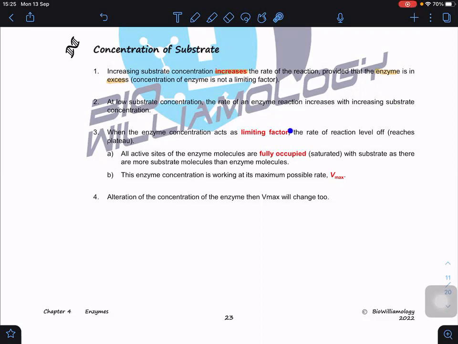When the enzyme concentration acts as a limiting factor, it means that we don't have sufficient enzyme. In this case, the rate of reaction now levels off again, because all active sites of the enzyme molecules are fully occupied, meaning that all enzyme work already. So we don't have any extra enzyme there to help us. Therefore, we can see that my enzyme concentration is working at the maximum possible rate. We term it as the Vmax. V stands for velocity, meaning that it's the maximum rate that we can achieve with that particular concentration when substrate concentration no longer acts as a limiting factor. Unless we change the concentration of enzyme, no Vmax is achieved. Are you clear?